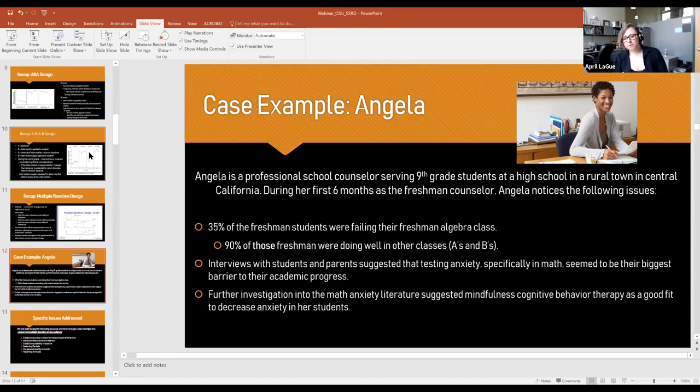There were some informal interviews Angela had with students suggesting test anxiety, specifically in math. Those were just side conversations, nothing formal or documented. Then further investigation into the math anxiety literature, because Angela says, okay, I know they're having math anxiety, how do I help them, suggests that cognitive behavioral therapy was effective in decreasing anxiety in her students. So here's our case of Angela, the counselor, who has students coming in that are suffering from math anxiety, and she's in a position to be able to help. So that's where we're at.